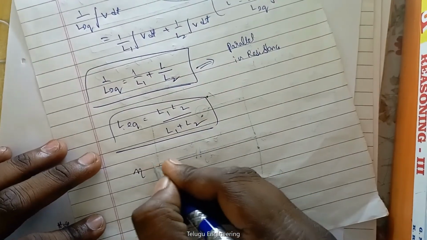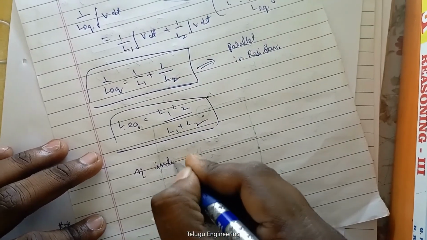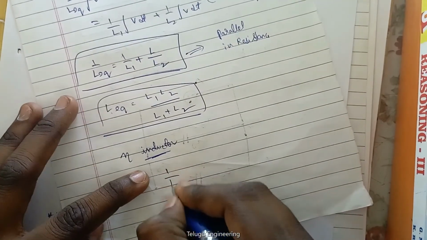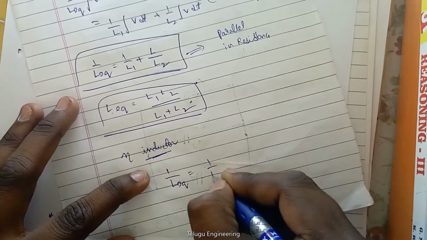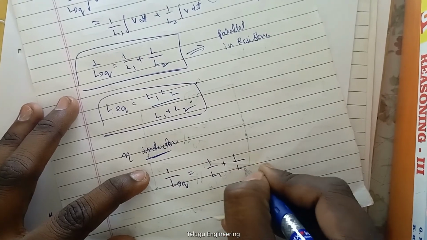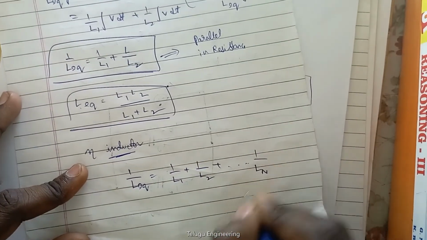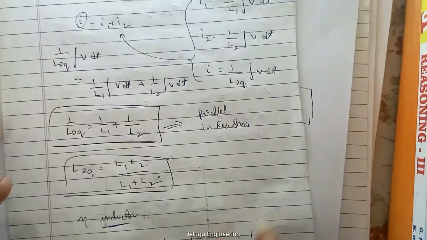What happens if you have n inductors? So in case of n inductors, the formula will be 1 by L equivalent equal to 1 by L1 plus 1 by L2 and so on up to 1 by Ln, okay, for n inductors. So inductance is same as your resistor.